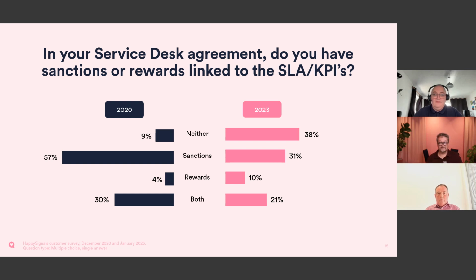So now read very carefully the title. This is not about XLAs. This is about how they use SLAs and other kind of traditional KPIs in the agreements. So they dropped out those. They used to have sanctions and they have now dropped them out.